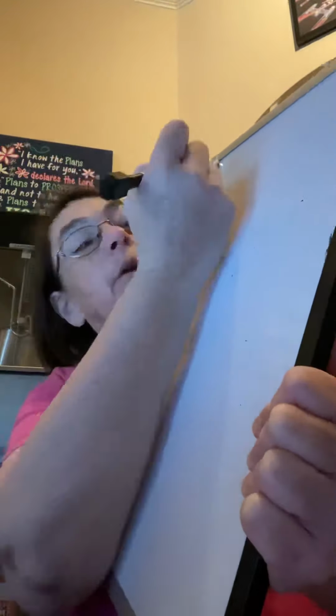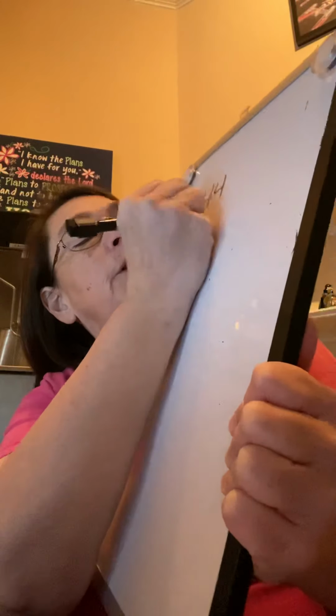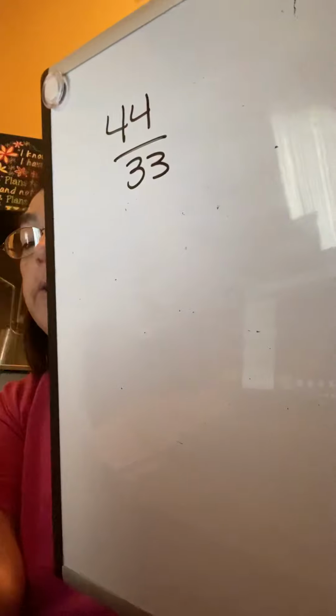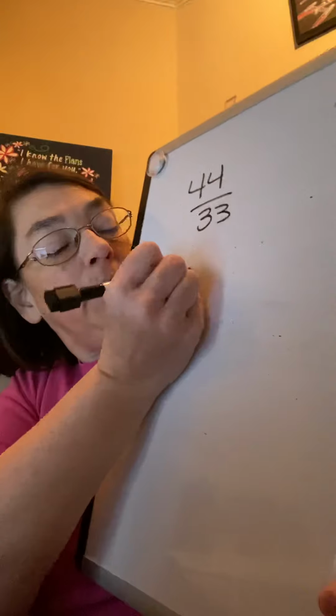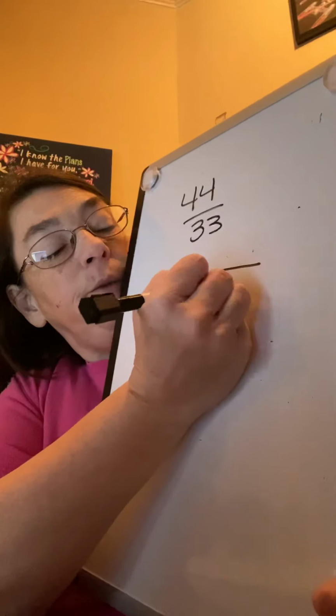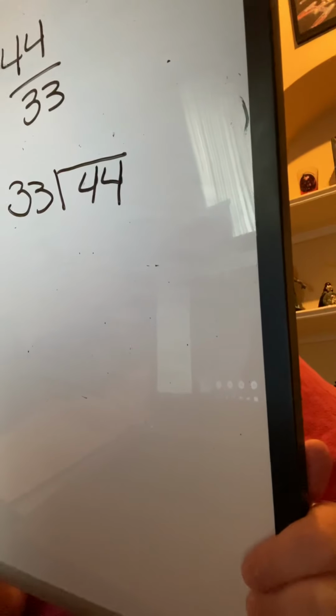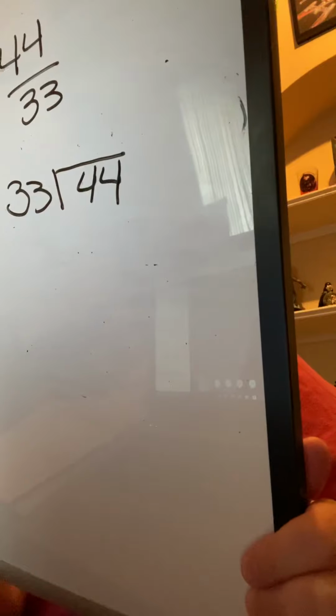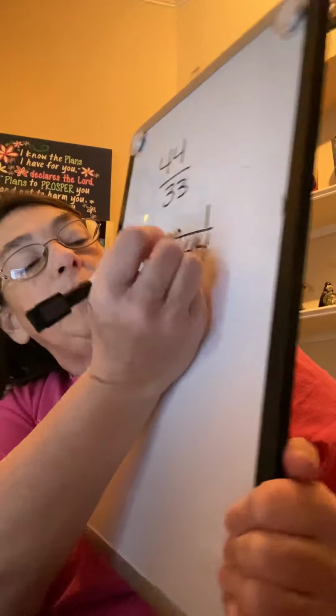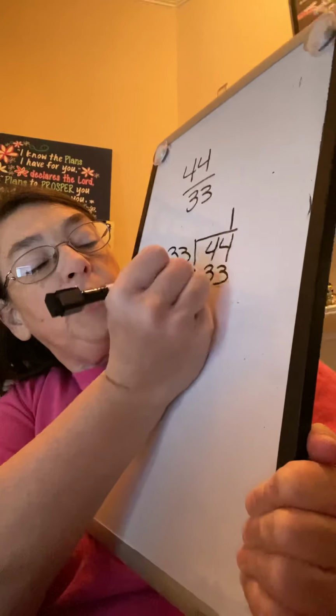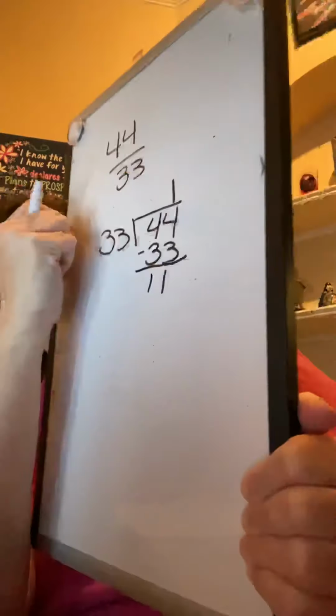Number 2 on your paper is 44 over 33. Now remember, you only do what I'm doing if your numerator is bigger than your denominator. Now I've got to put the 33 on the outside, divided into the numerator on the inside. How many times does 33 go into 44? It goes in one time. And I subtract. And I get 11.